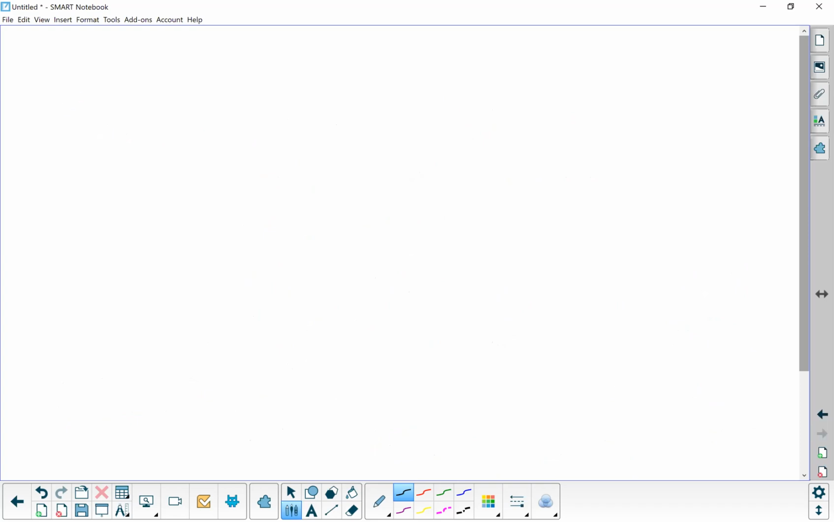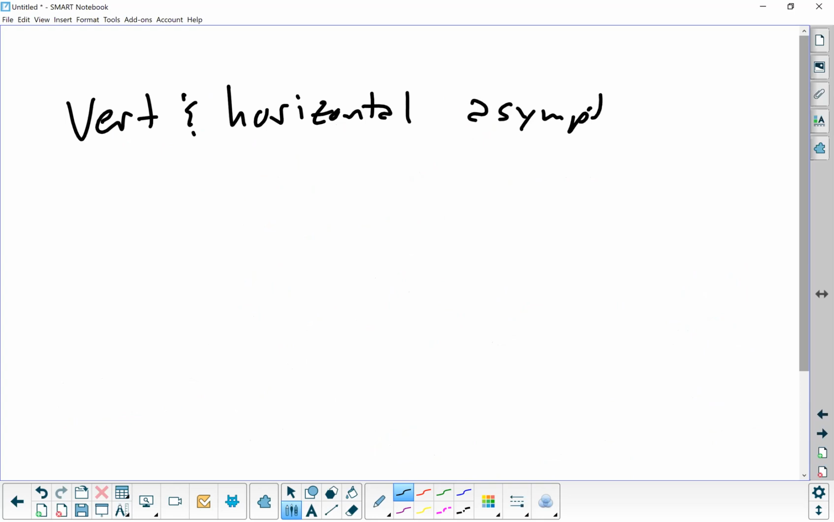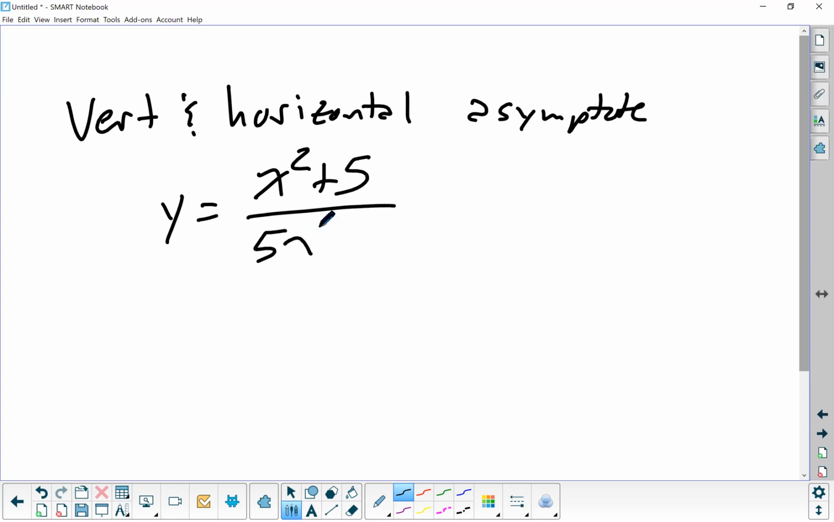This next one, we want to find the vertical and the horizontal asymptote. So you might be given a problem like this. You might be given a problem like this, okay? So first thing I want to do is maybe find the horizontal.